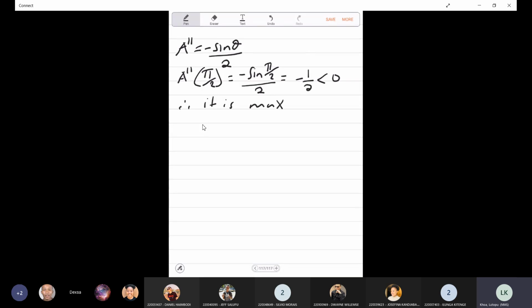And now we want the area. The area is a half times 1 times 1 times sine of pi over 2. This is just equal to a half, or 0.5 centimeters squared. And that is how you would do that one.